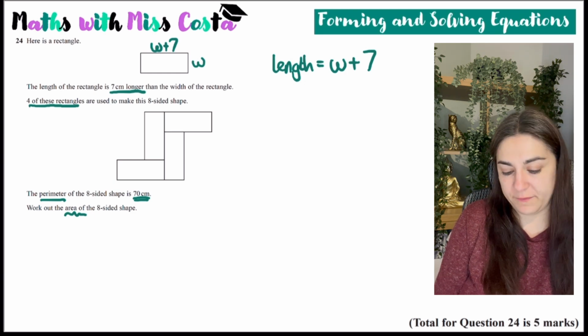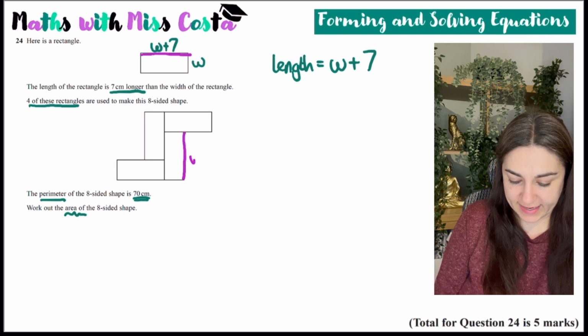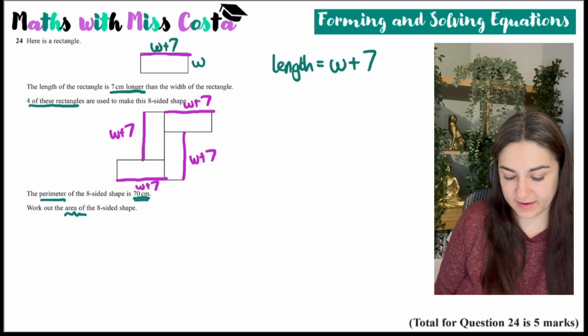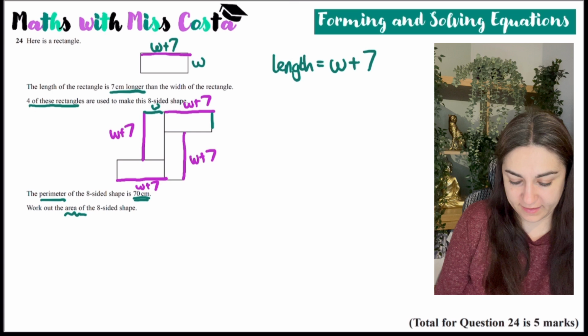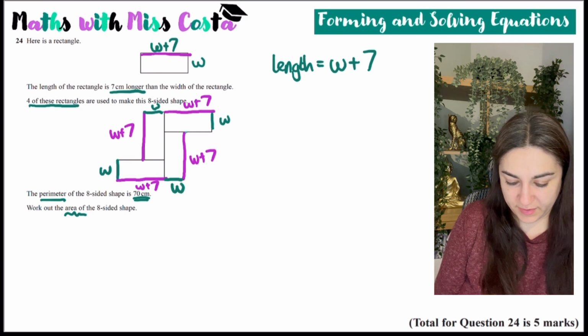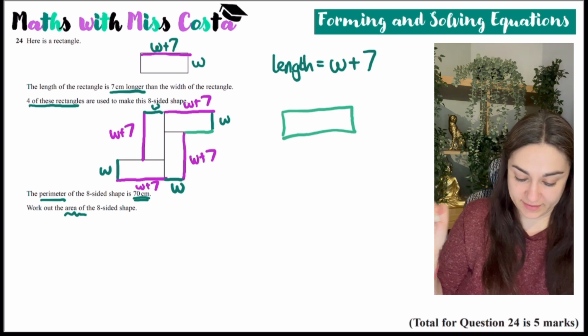So first of all, if I've labelled this shape, I know that the length is w plus 7. So anywhere I see a length, I could write w plus 7. So w plus 7 here, w plus 7 here, w plus 7 here. And then anytime I see just the width, like here, I've got w, w, w, and w over here as well. And then I'm left with these little bits for the perimeter, because remember the perimeter is the distance around the outside, so I only want the outside of the shape.